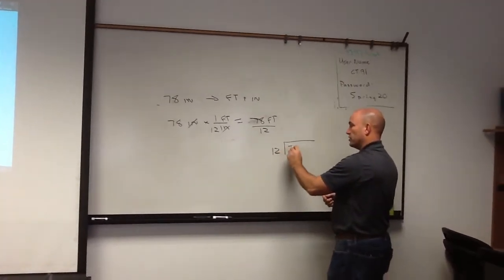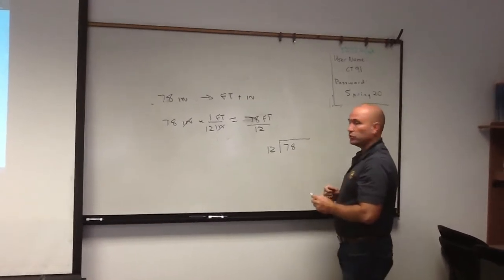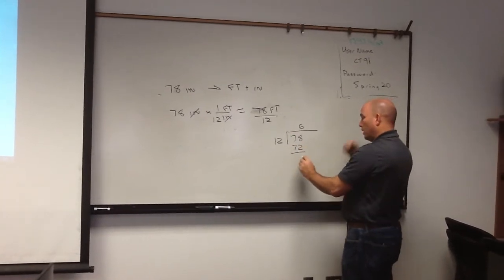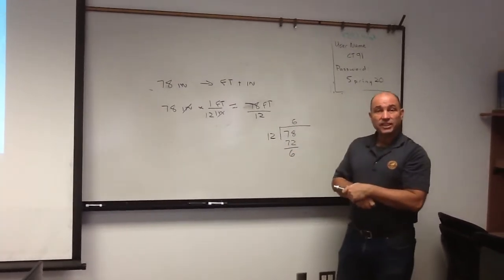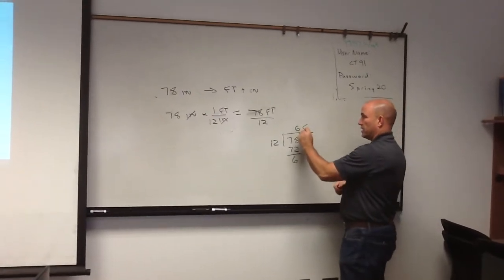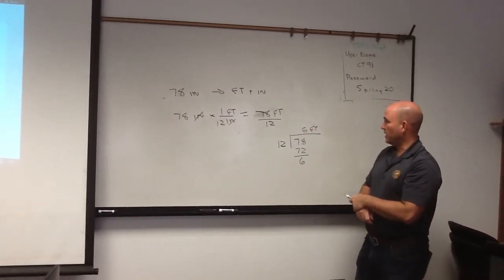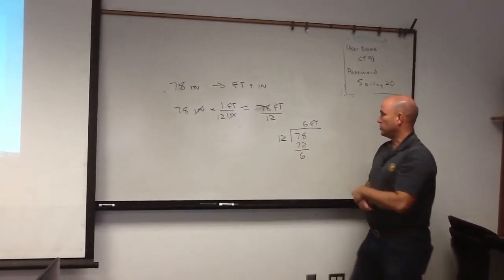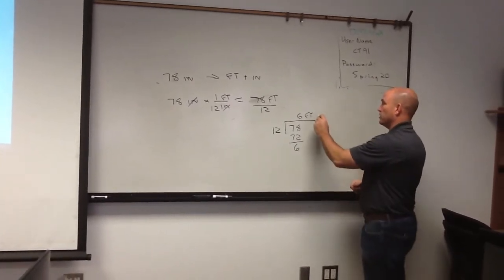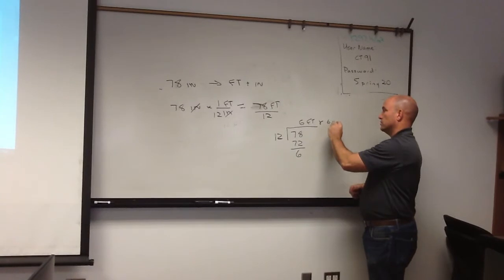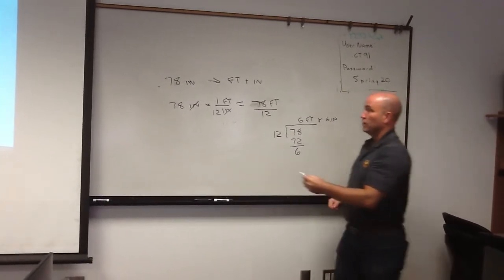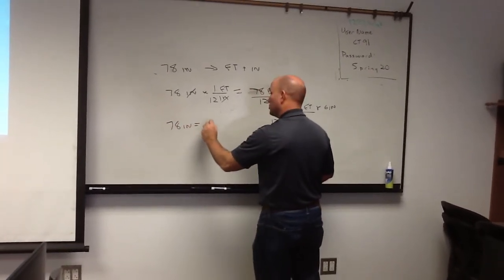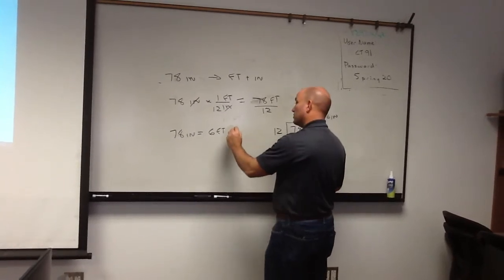We're going to put the 12 here and the 78 there, and we're wondering how many times it goes in there. And so we're going to go, what? 6 times 12 is 72. And then we get 6. Well, this is 6 feet. And this is what's left over. So if we want to, what we can do is say, hey, that remainder is 6 inches. And so we're done. We would get 78 inches is equal to 6 feet, 6 inches.